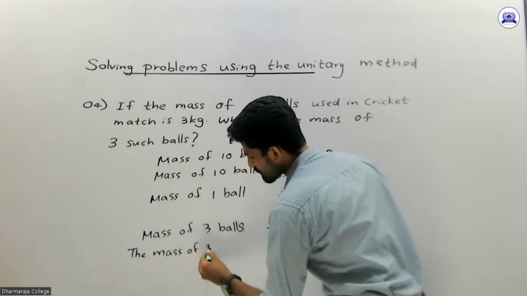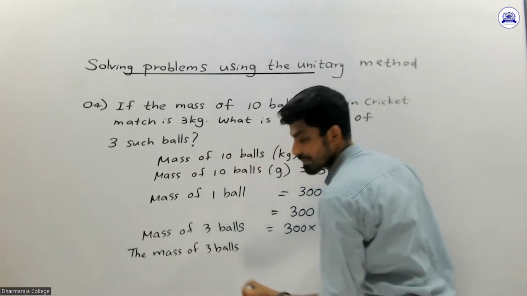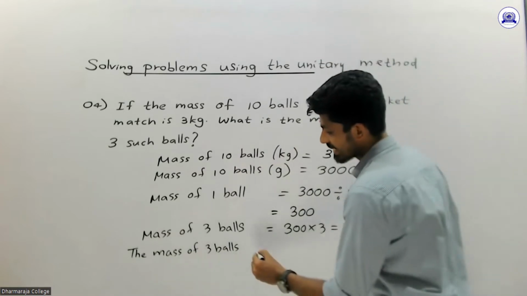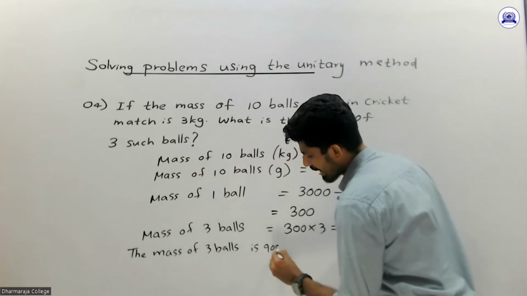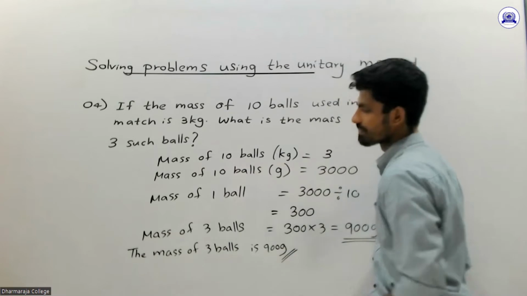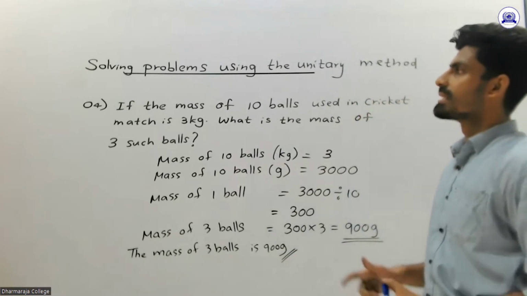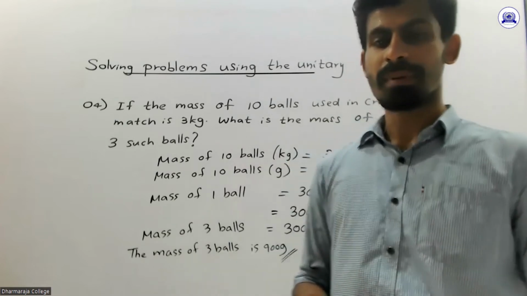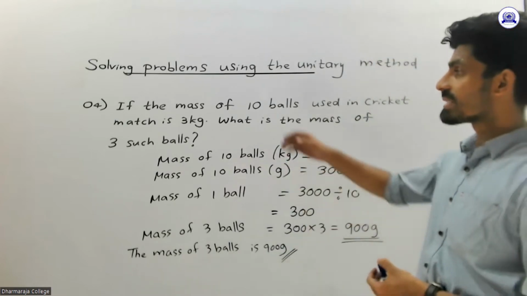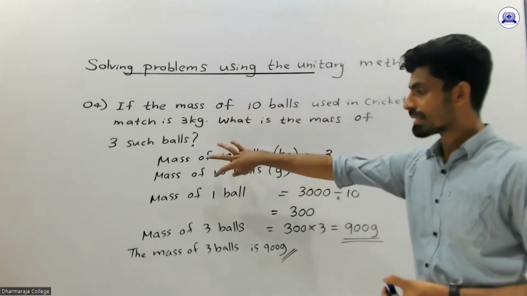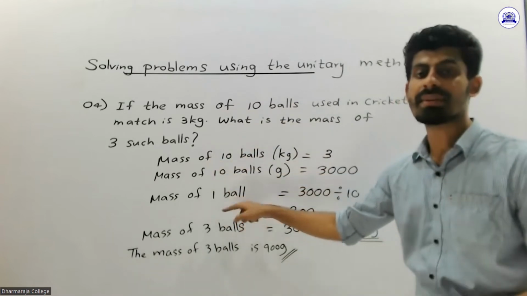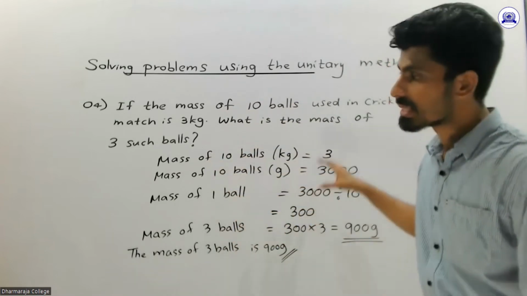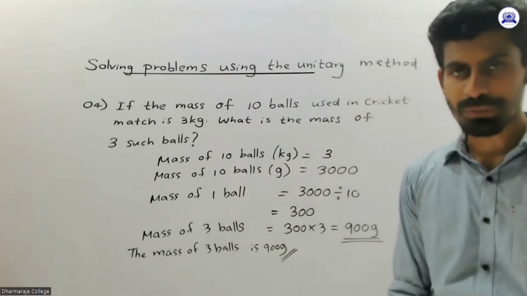The mass of 3 balls is 900 grams, right? So those are the questions under the unitary method, solving problems using the unitary method. We need to find out the mass of 1 ball, then we can multiply by the ball count. I think this one is very clear to you.